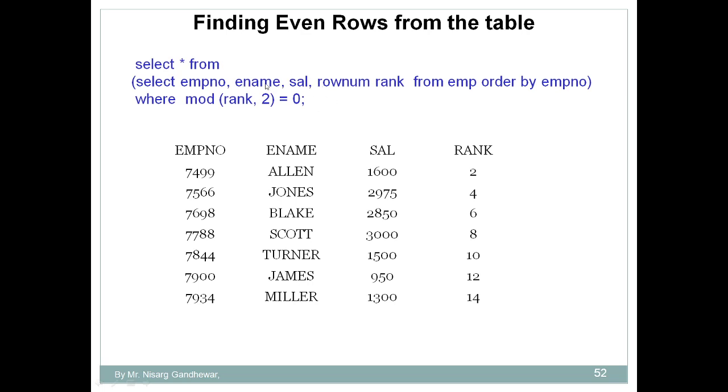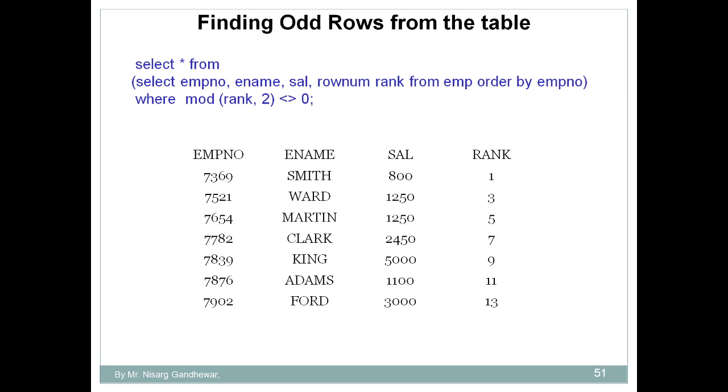First of all, this inner query will be executed. It will fetch all the 14 rows, assign row numbers from 1 to 14, and then we check the where condition, whether the remainder is 0 or not. If the remainder is 0, that row will be returned in the outer query. Here you can see the output that we obtain after executing this query. That means here you can find rank is 2, 4, 6, 8, 10, 12, 14. These are the ranks given to those particular rows. So this is again a simple SQL query to fetch even rows from the table.